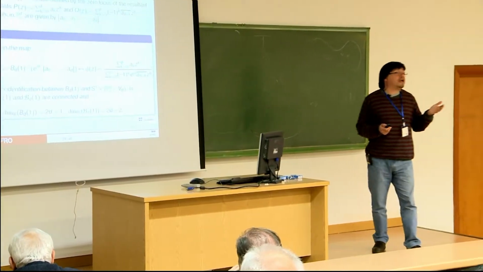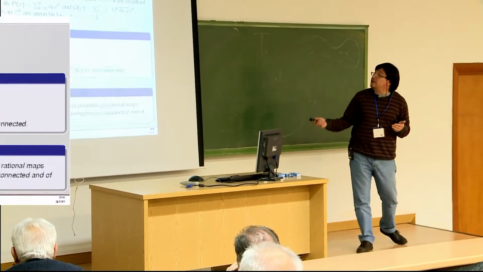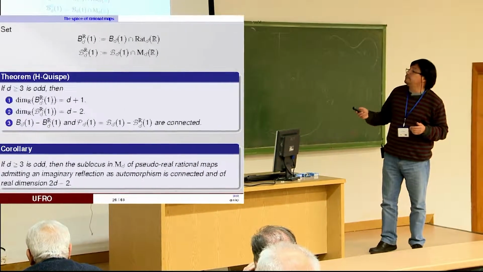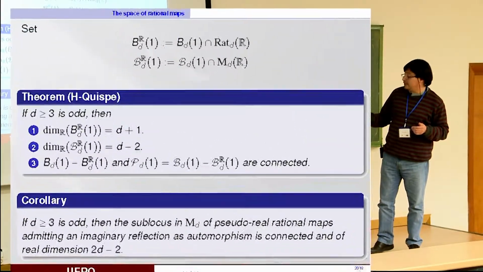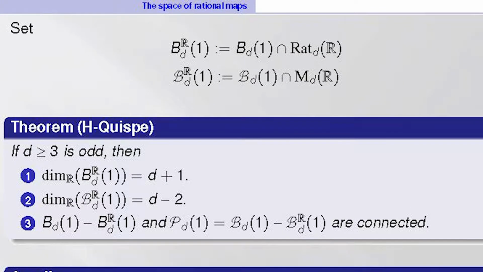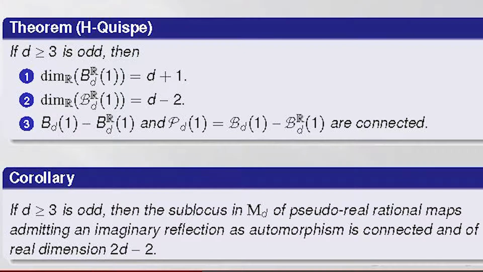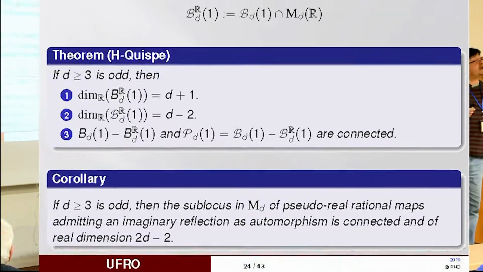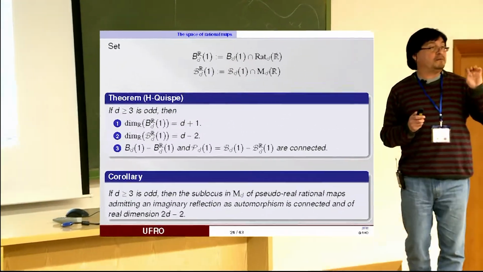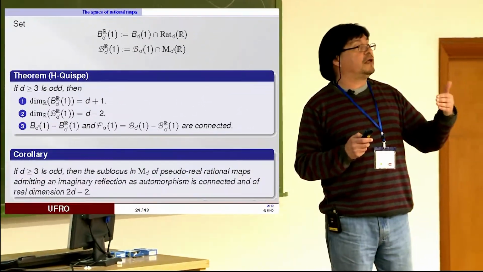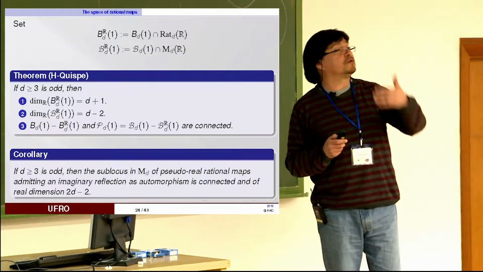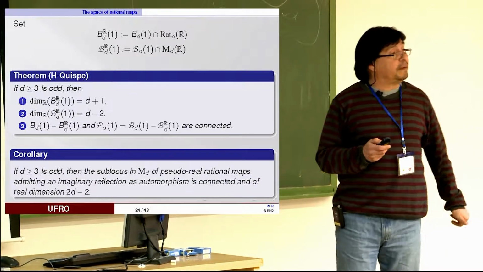But now it may happen that there are also other situations. Okay, this is what I just said, so I will not say any longer. So now there may be pseudo-real rational maps admitting no imaginary reflection. So it may have an anti-holomorphic automorphism of order 4, and so on. So we have to take care of that.